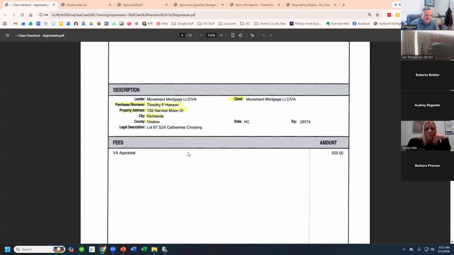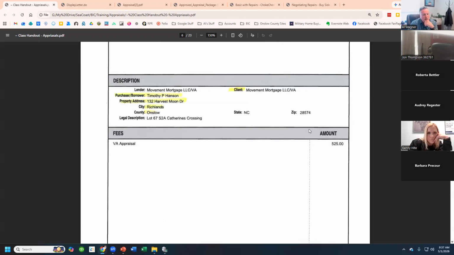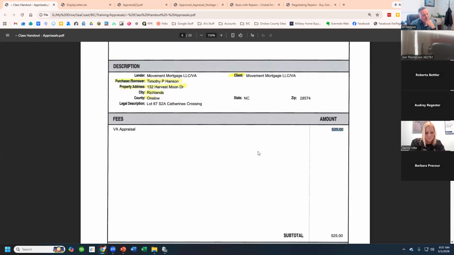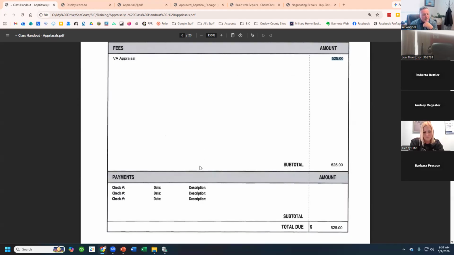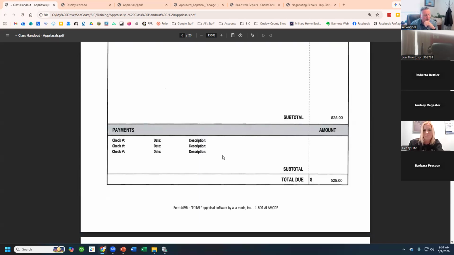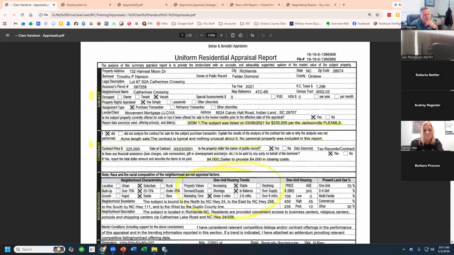It lists who the buyer was, the property address for the appraisal, how much they charged. Look at that. It used to be 525. Anybody know what a VA appraisal is now? Anybody? 800? 850. God. Yep. If you go to Charlotte, they're 550. The reason for the price difference is demand. Our area has a lot higher demand for VA appraisals, so they cost more here.